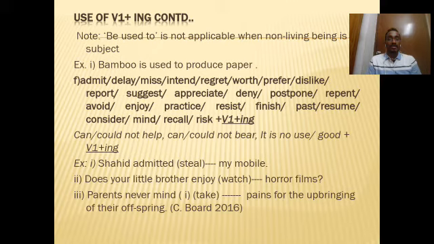But one thing we have to keep in mind: be used to means is used to, am used to, or are used to. So it is not applicable when a non-living being is the subject. For example, bamboo is used to produce paper. So here the subject is a non-living thing, bamboo, and be used to is there, but we haven't used the ing form with the verb. Rather we have used the basic form of the verb. So when a non-living thing is the subject and be used to is the verb, in that case we will use the basic form of the verb.